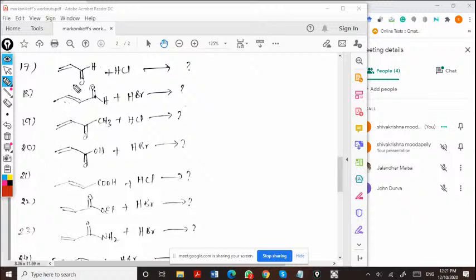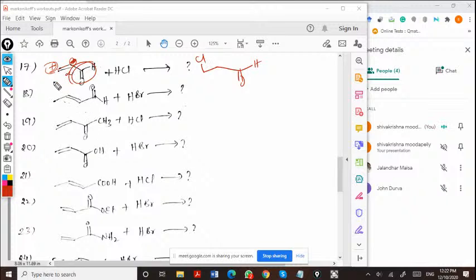So here, this is also a strong withdrawing group. So if a positive ion generates, it will be destabilized. So the positive ion will generate at the terminal carbon. So the product will be this one.